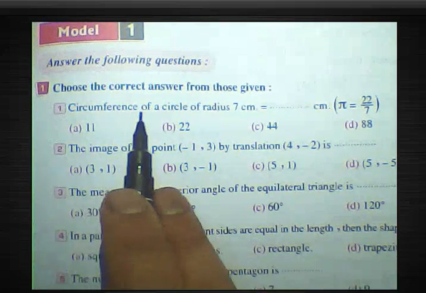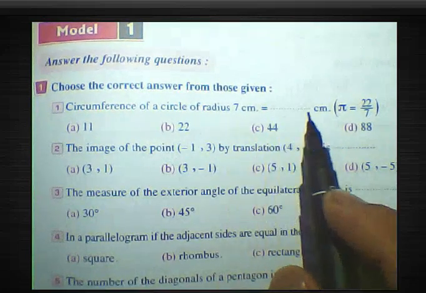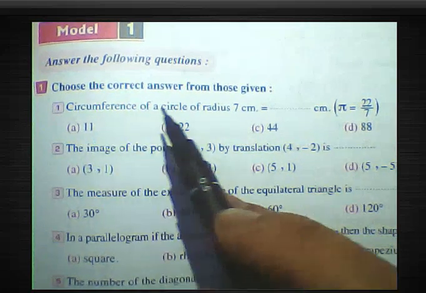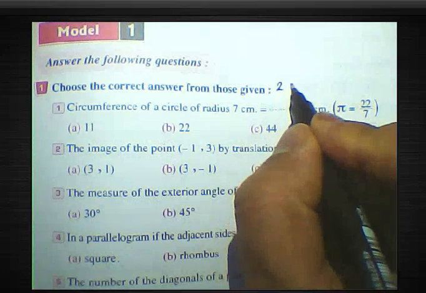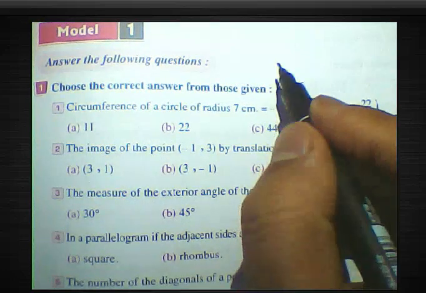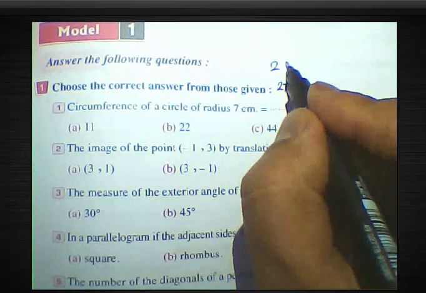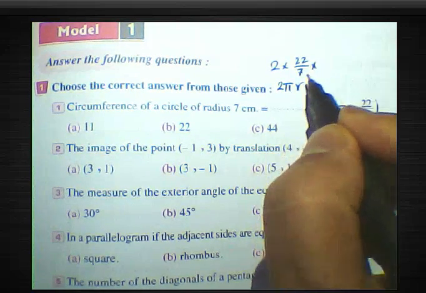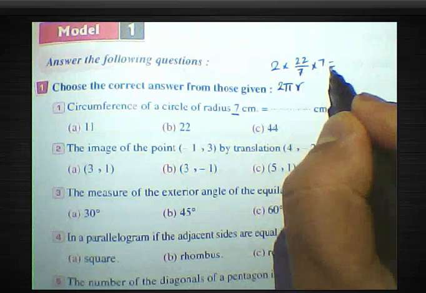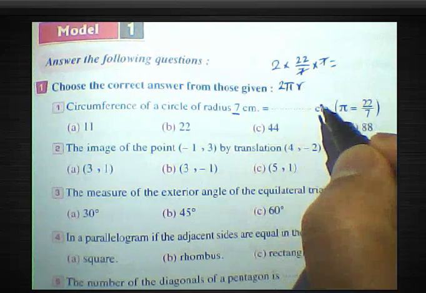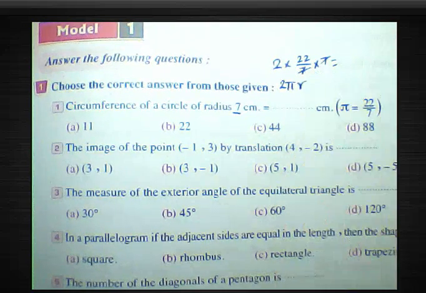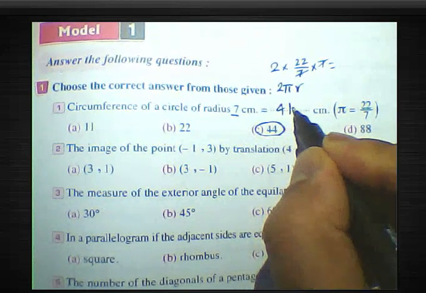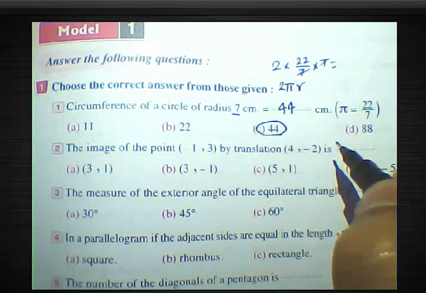Number 1. Circumference of a circle of radius 7 cm equals space centimeter. To find the circumference of a circle, it will be 2 pi r. 2 multiplied by 22 over 7 multiplied by radius 7. And then we can cancel 7 divided by 7 equal 1. 1 times 22, 22 times 2 equal 44. Then the circumference will be 44 centimeters.